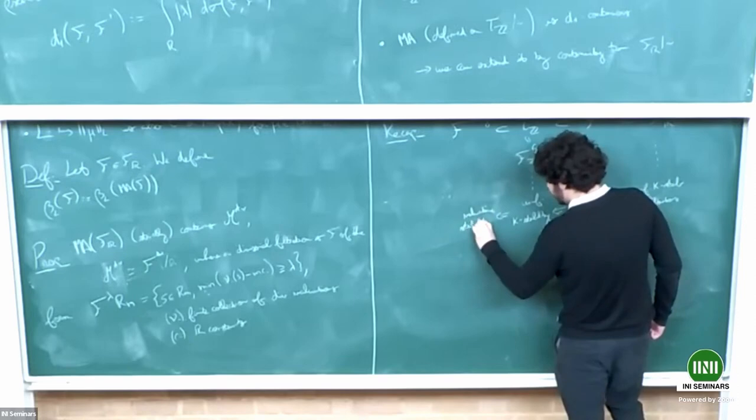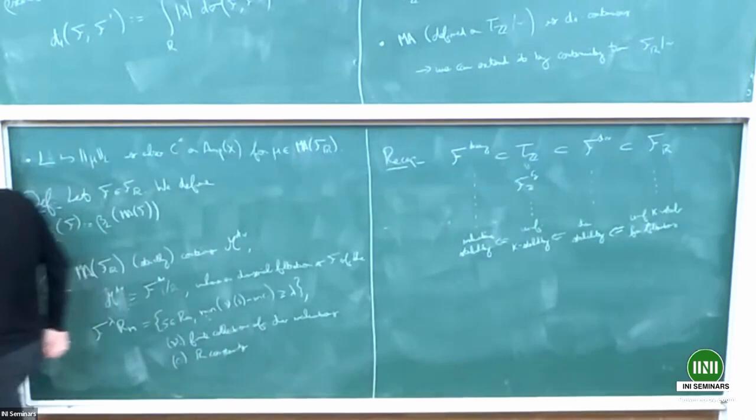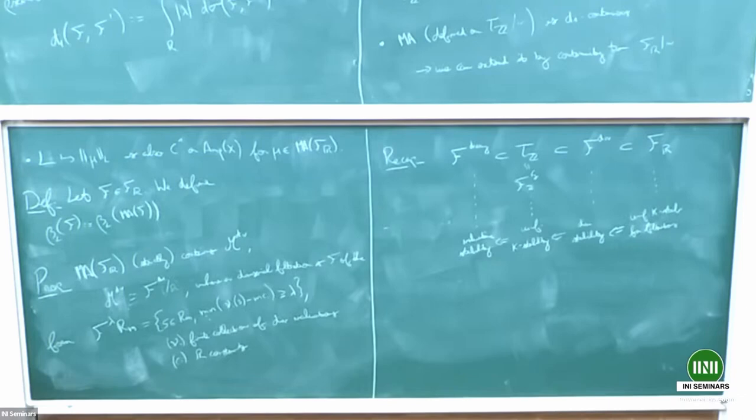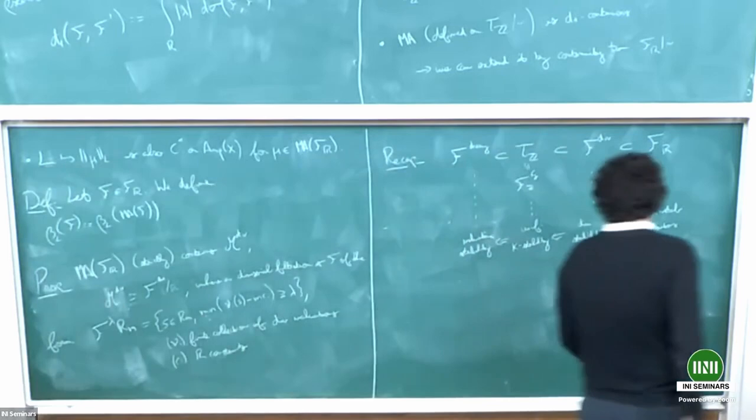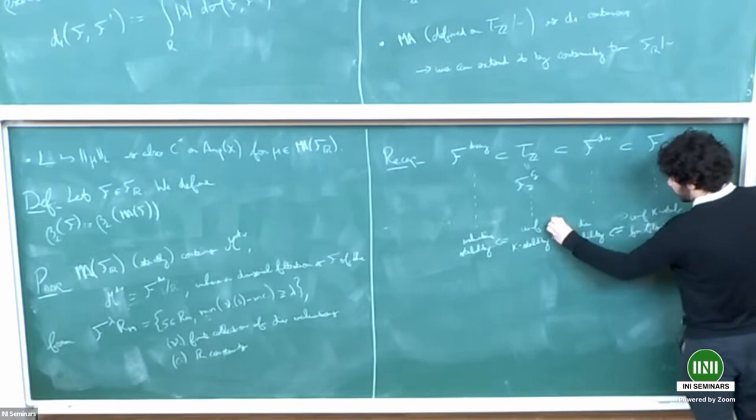And so, although these are all strict inclusions in general, we have, as we've stated, some equivalences. So this Boucksom-Jonsson result that I mentioned says that these are equivalent, in fact. And conjecturally, this should also be true.